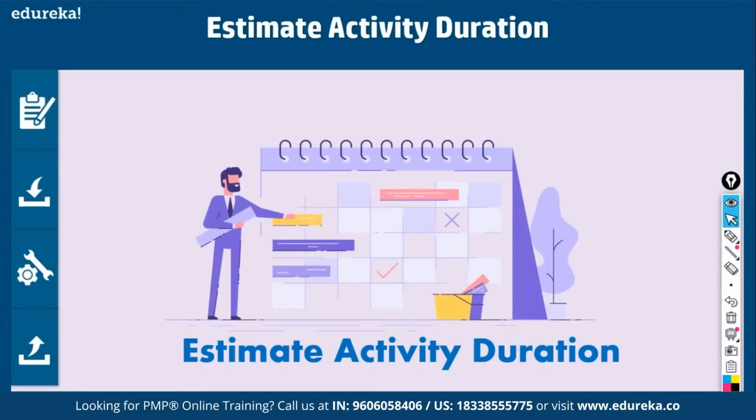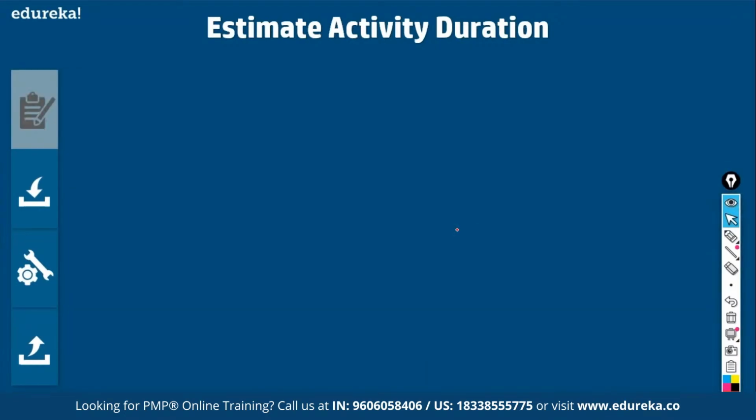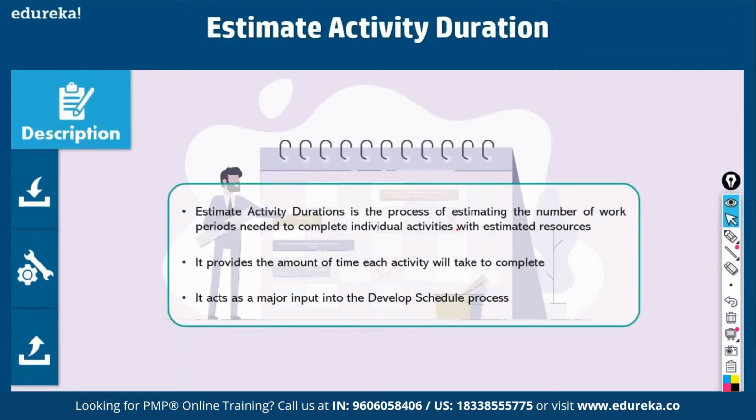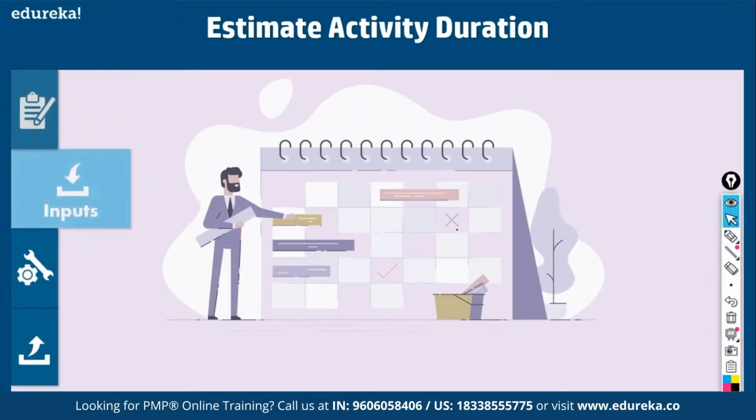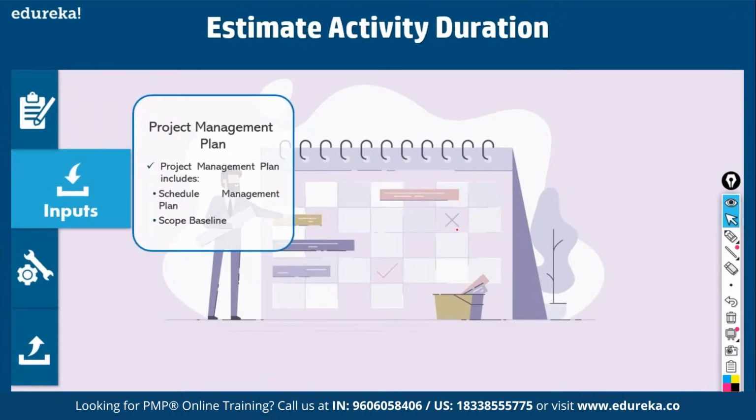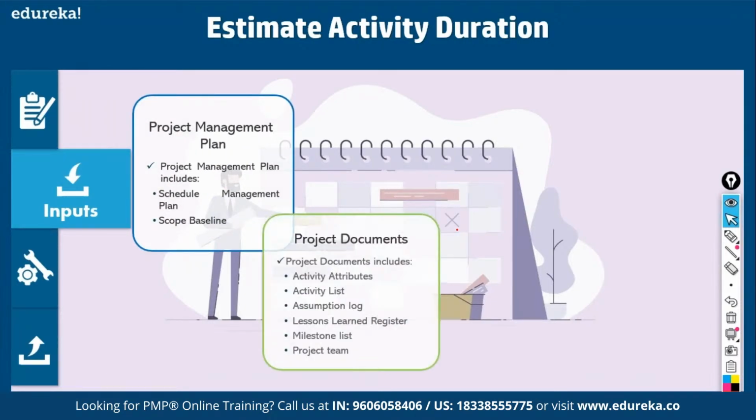Okay. Now we came up with network diagrams. You should get a confirmation about who will be working on these activities, and based on their productivity, you have to come up with durations. So that is called estimate activity durations. Fine. So this is a process of estimating the number of work periods needed to complete individual activities. So what are the inputs? Project management plan. Okay. Then project documents.